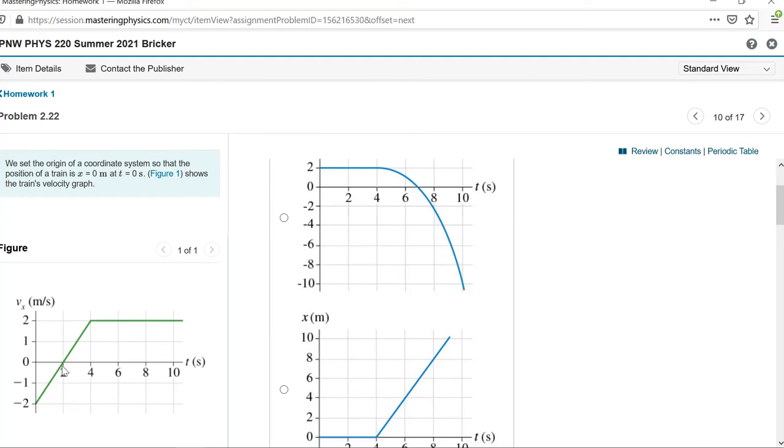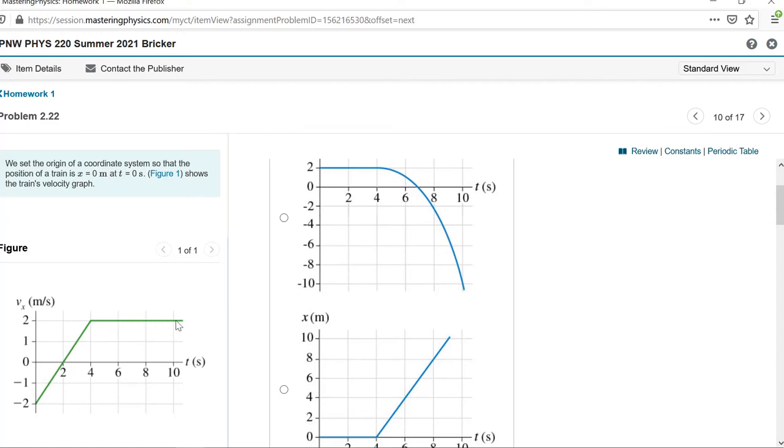So we were moving to the left for 2 seconds, stopped. Now we're moving back towards the right, and the speed is increasing. Once you hit 4 seconds, then we're just stuck at 2 meters per second. This is a constant speed here. So from 4 seconds on, we're going at a constant speed.